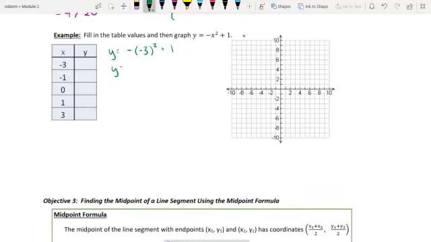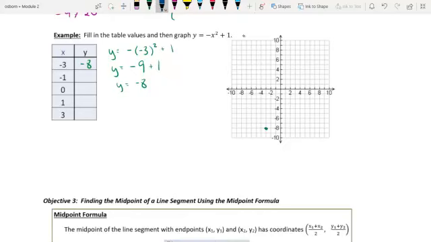So negative 3 squared is negative 3 times negative 3, which gives me 9, plus 1. So y is equal to negative 8. I've got the coordinate point negative 3, negative 8. And I go ahead and plot that point.